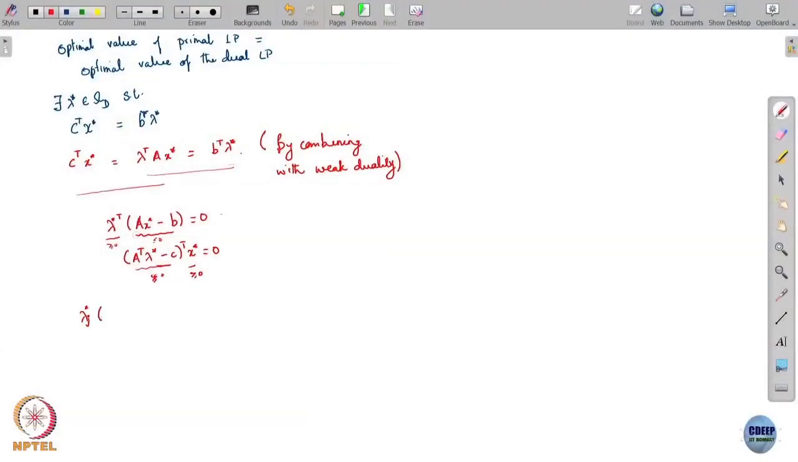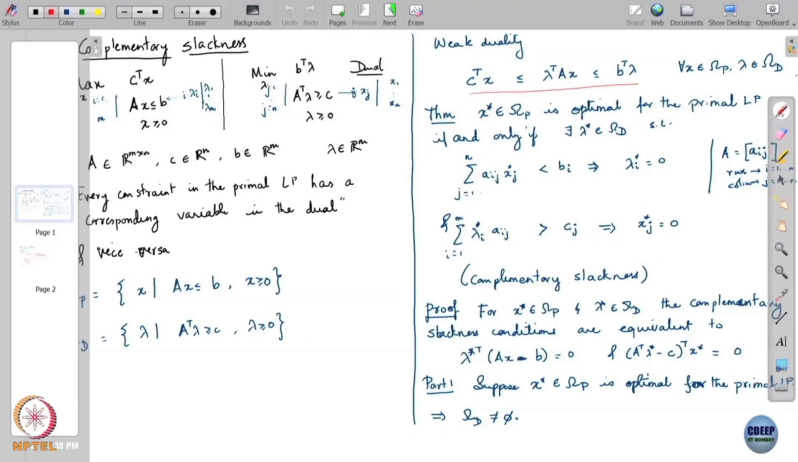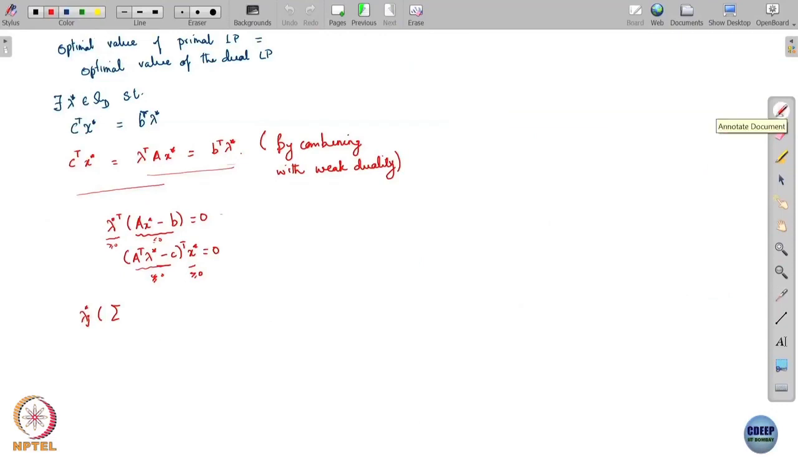Okay. So, what does this mean? This means that lambda star j times this sum that we had here, or lambda star i times this sum, which is captured in this inequality, must be such that lambda star i times the summation over j equals 1 to n of a i j x star j minus b i equals 0, which means that, what does this mean?